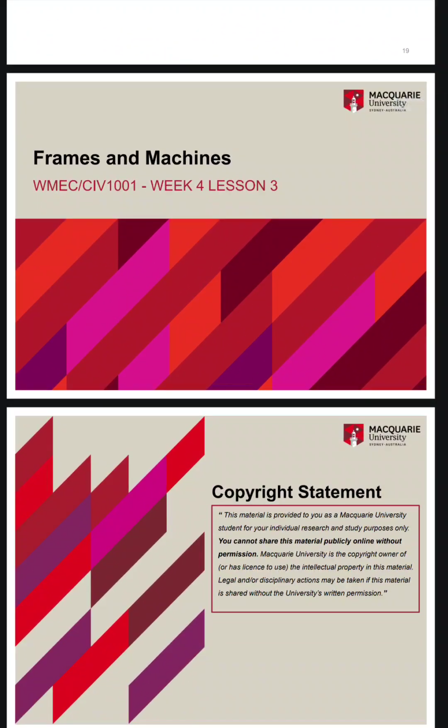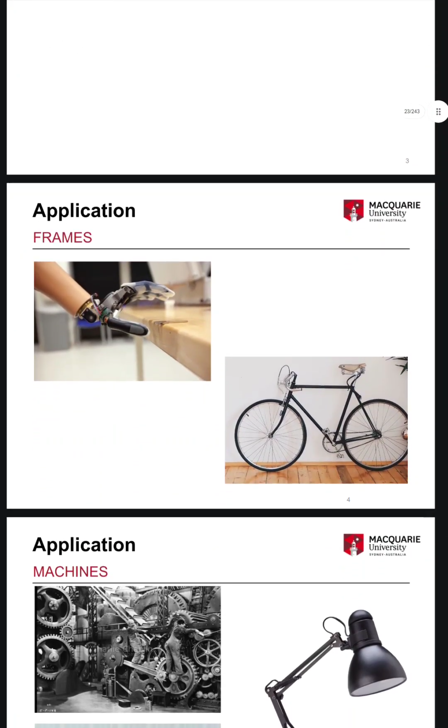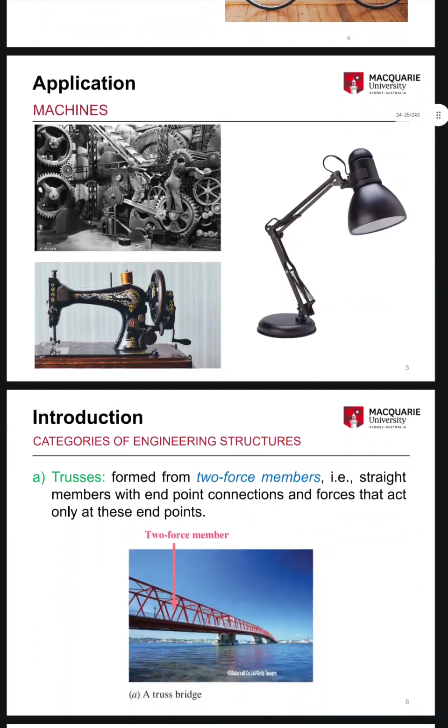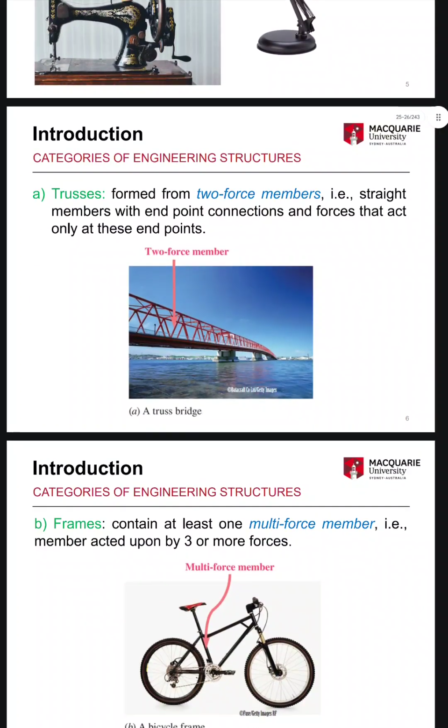Here comes frames and machines. The contents would be analysis of a frame, frames that collapse without supports, and machines. So frames and machines. Introduction. Categories of engineering structures. A. Trusses, formed from 2 force members, i.e. straight members with endpoint connections and forces that act only at these endpoints. 2 force members. A truss bridge.